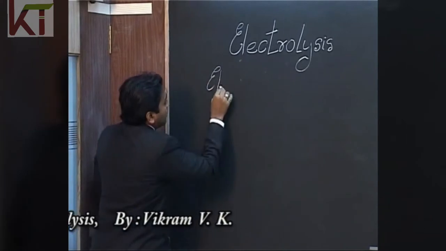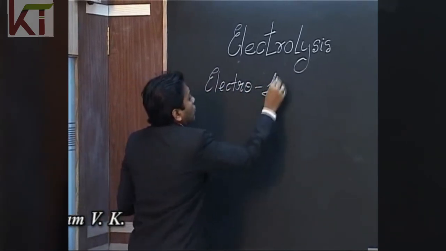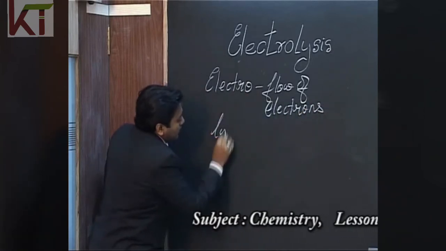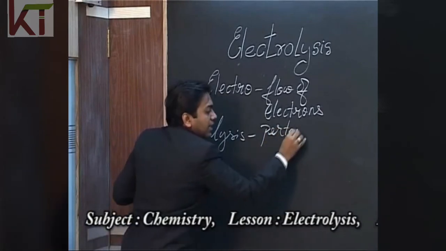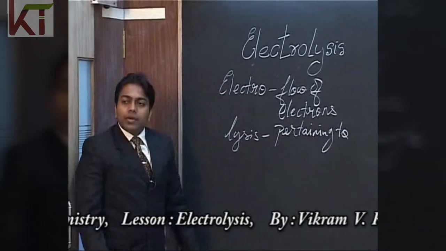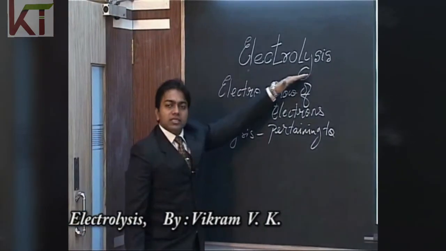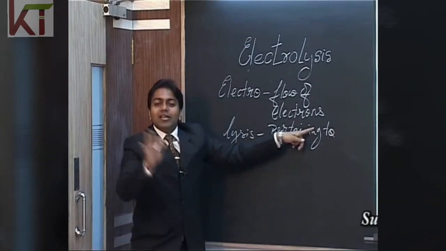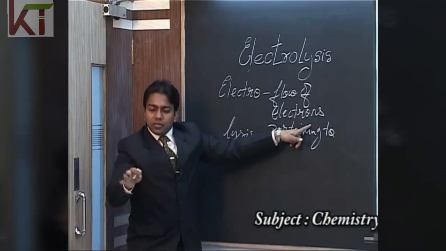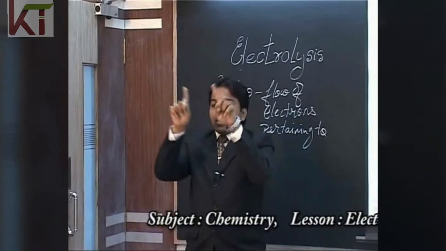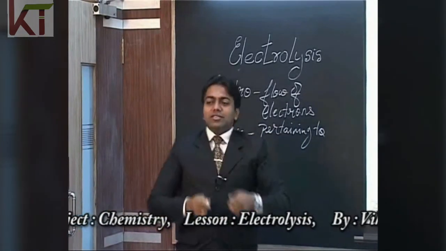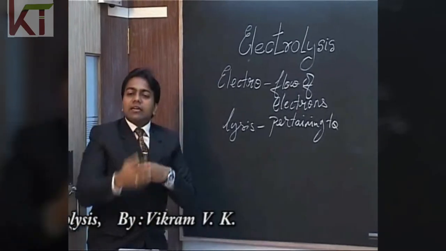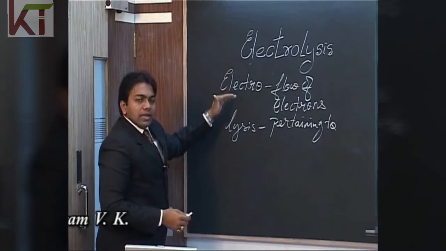Now here, the word electro means flow of electrons. And the word lysis stands for pertaining to. Together I can say that the meaning of the word electrolysis is pertaining to flow of electrons. So what we are going to learn in this chapter is all about electrons. What are electrons? The negatively charged particles that are roaming around the nucleus of an atom, that is nothing but electrons. And because of the flow of electrons, how does the electric current flow? That is what we are going to learn in this chapter, electrolysis.